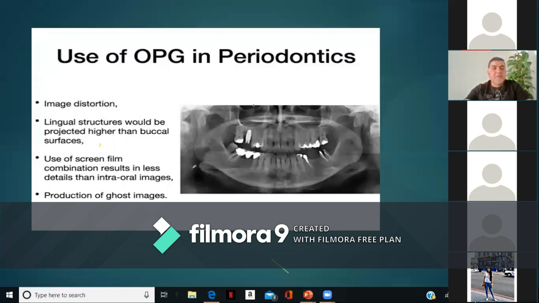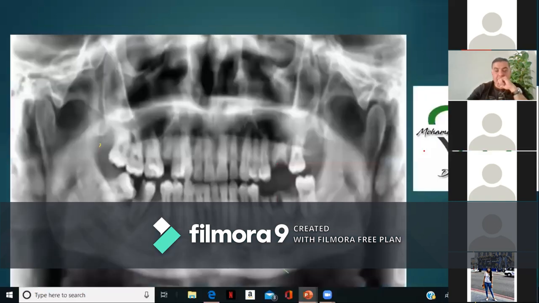Use of OPG. Sometimes OPG will give you an idea about the overall condition of the bone loss, but for specific details, it is not advisable. That's why sometimes they take an OPG with selected periapicals in certain areas, because here we have superimposition with the vertebrae, so it will not be good enough.